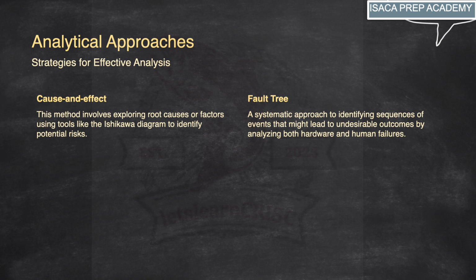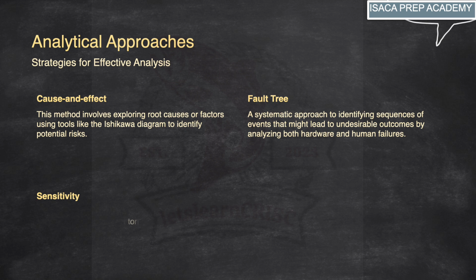Similarly, in cybersecurity, we use the fault tree to understand why different failures, both in technology and human actions, could lead to a security breach. And by mapping out these sequences of events, we can better understand the risks and take steps to prevent them from happening.